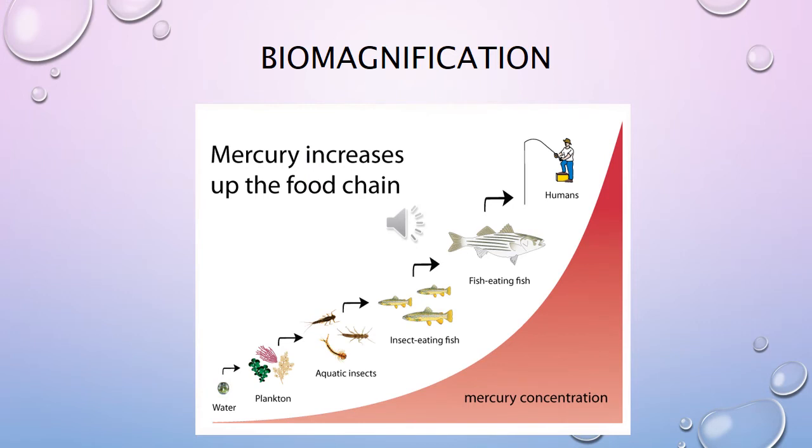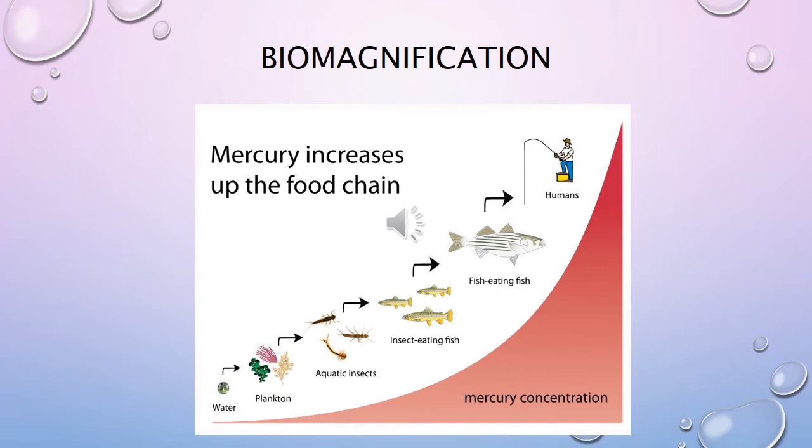Here we see an example of biomagnification of mercury. Mercury is a heavy metal that we can't break down, which means if we get mercury into a fatty tissue, it will stay there. Our body has no way of breaking it down. So even though there is a very low mercury concentration in water and very low in plankton, as we get into insect eating fish and fish eating fish, this mercury concentration rises.